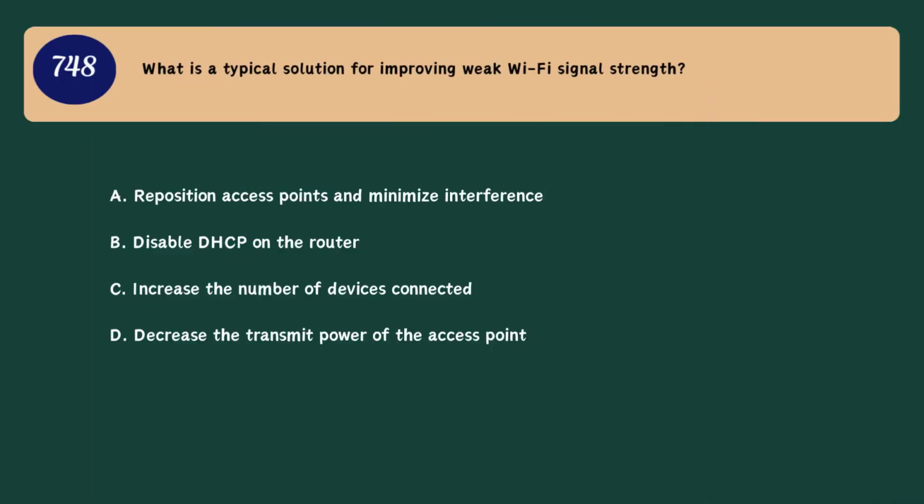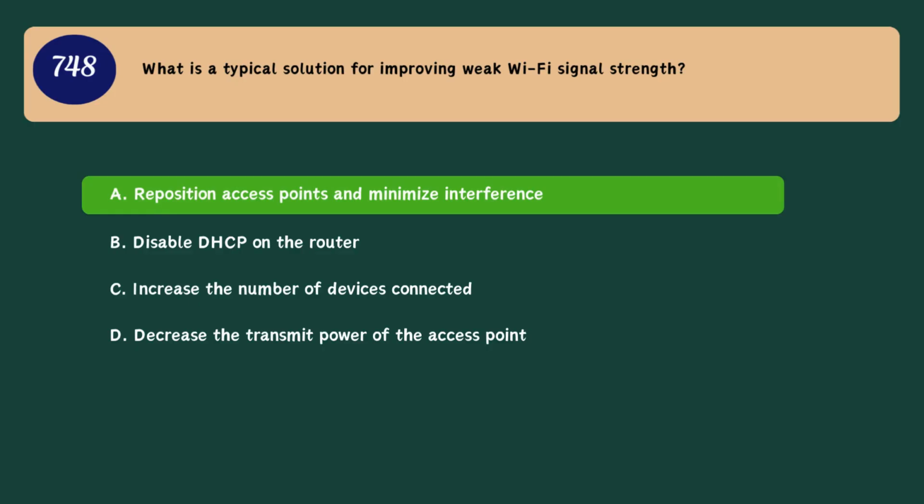Question 748. What is a typical solution for improving weak Wi-Fi signal strength? A. Reposition access points and minimize interference. B. Disable DHCP on the router. C. Increase the number of devices connected. D. Decrease the transmit power of the access point.